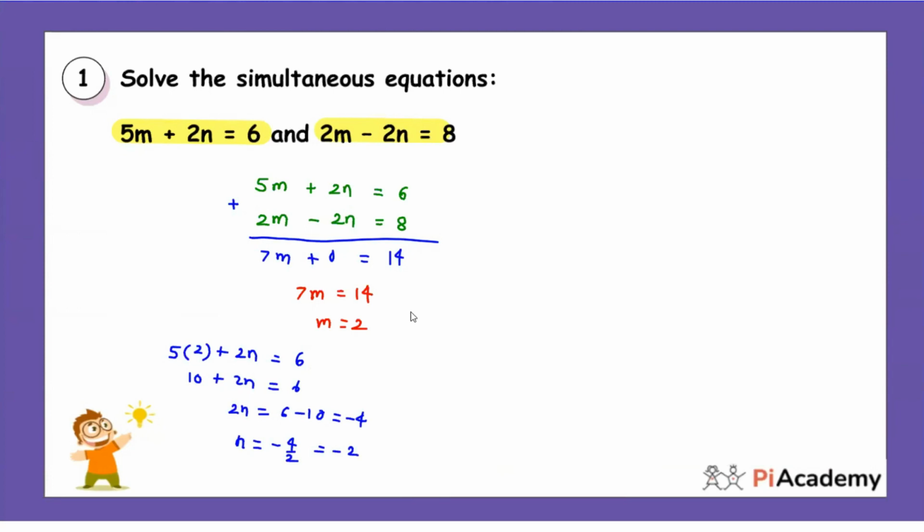Okay, so this is step number 3. After finding m and n, you can state your answer: for this question, m equals 2 and n equals minus 2. Step number 4, you can verify your answer in either equation. For example, instead of m, put 2. 5 times 2 is 10. Now 2 times minus 2 is minus 4. So 10 minus 4 equals 6. So yes, it's verified, and that's why both our answers are correct.